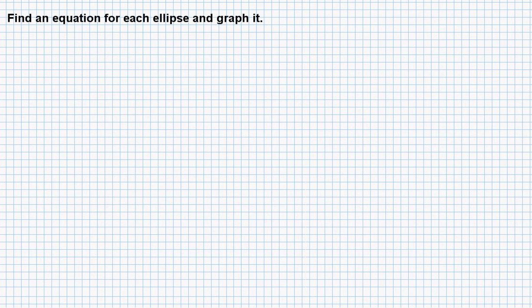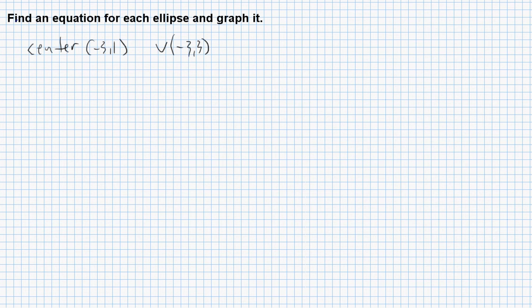This is Mr. Waters in another example for how to find the equation of an ellipse and graph the ellipse. And we're going to be given certain information. Now in this particular case we are going to be given that the center is at (-3, 1). We're going to be given that the vertex is at (-3, 3).